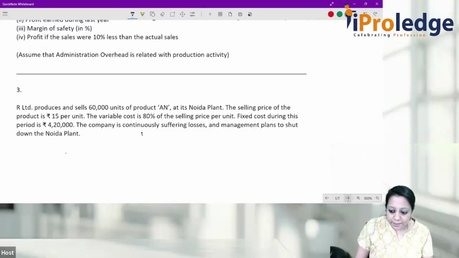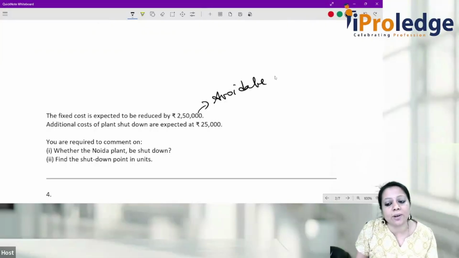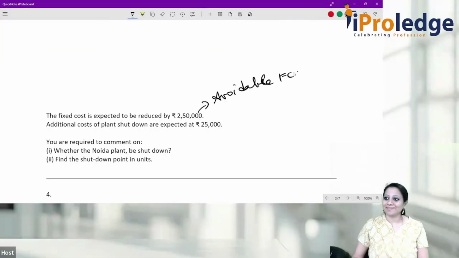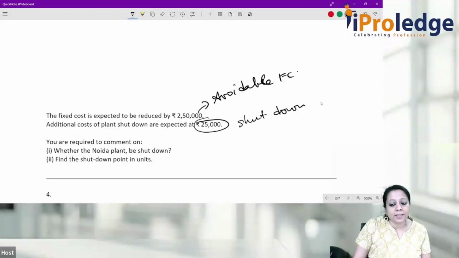Next, the fixed cost is expected to be reduced by 2,50,000. That means this is avoidable fixed cost. Suppose if I shut down, assume I don't have to pay the rent. 2,50,000 is avoidable fixed cost. Now, additional cost of the plant which is to be shut down is 25,000. This is called shutdown cost. This is additional fixed cost. I hope everybody is able to understand.